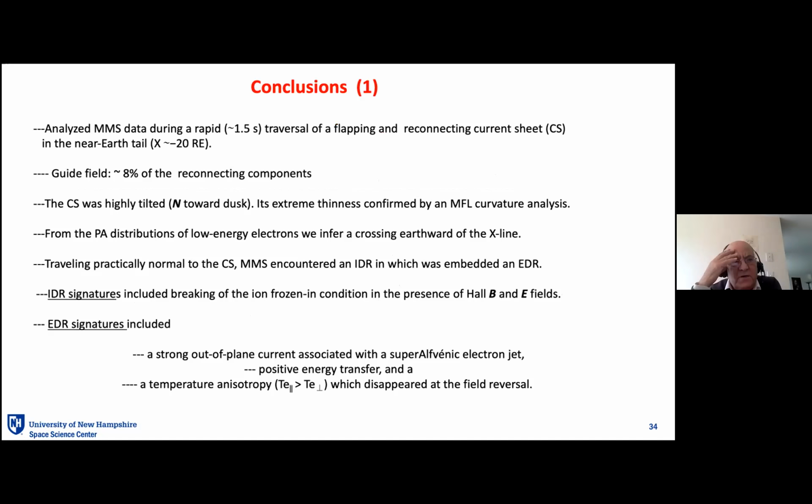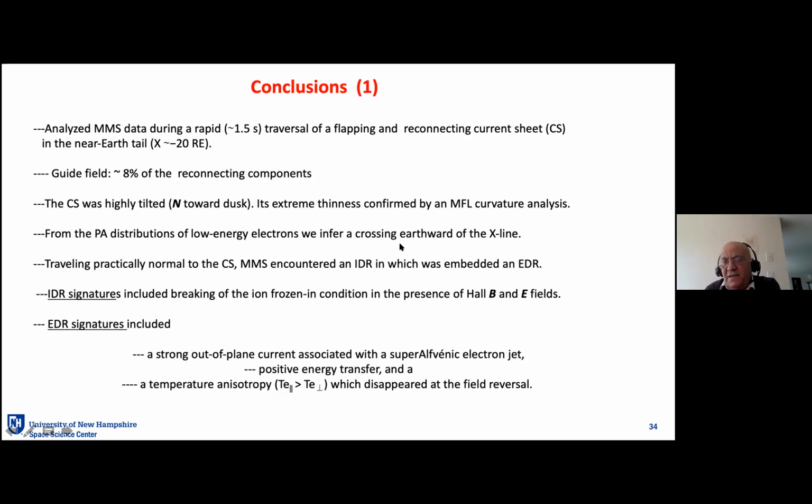So now we come to the conclusions. We analyzed MMS data during a rapid traversal of a flapping and reconnecting current sheet in the near tail. The guide field was small. I have not mentioned this much, but the guide field was small. The current sheet was highly tilted. Its normal was towards dusk. And its extreme thinness, which was something like 40 kilometers, recall, was confirmed by a curvature analysis of the magnetic field lines. Using the pitch angle distributions of low energy electrons, we show that there is a crossing earthward of the X line.